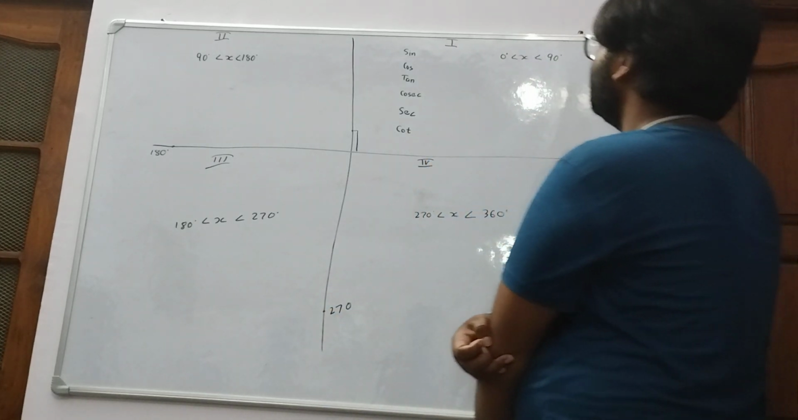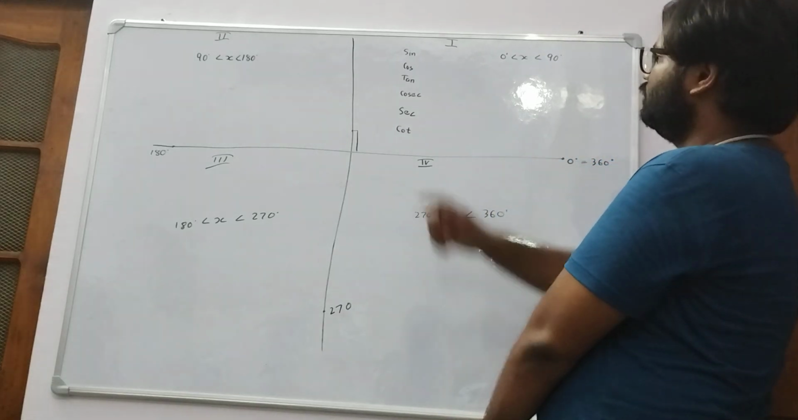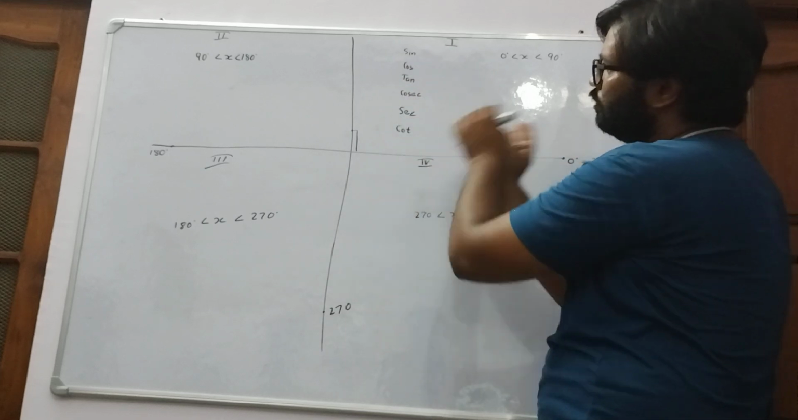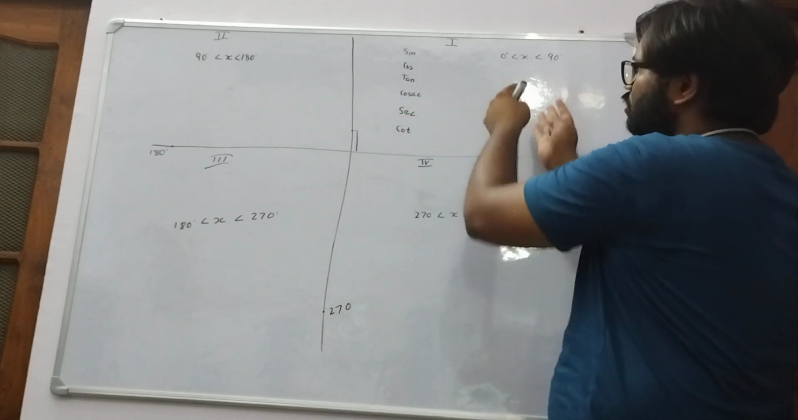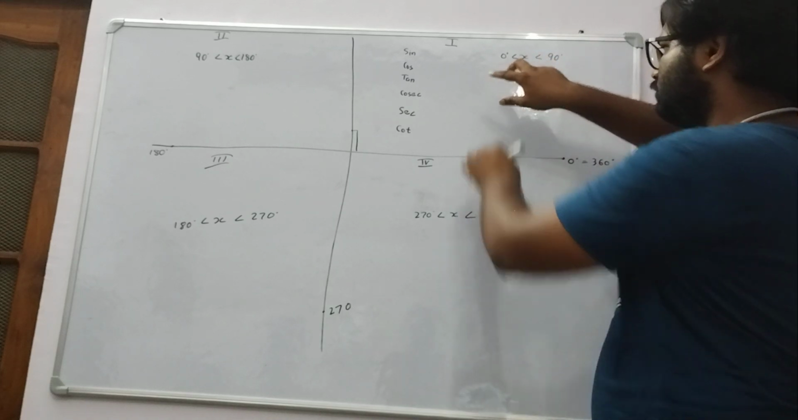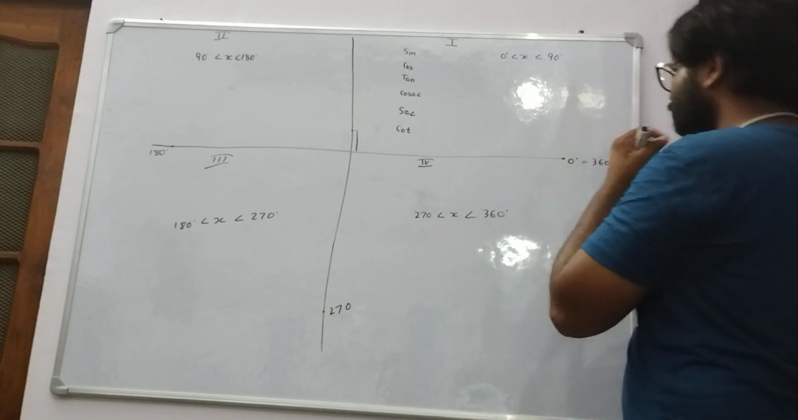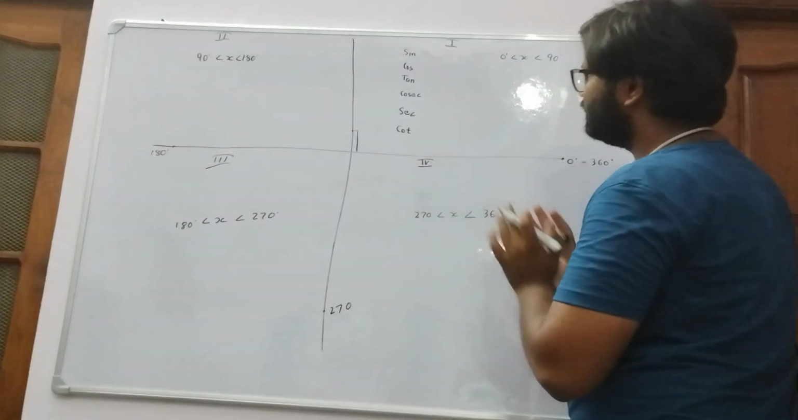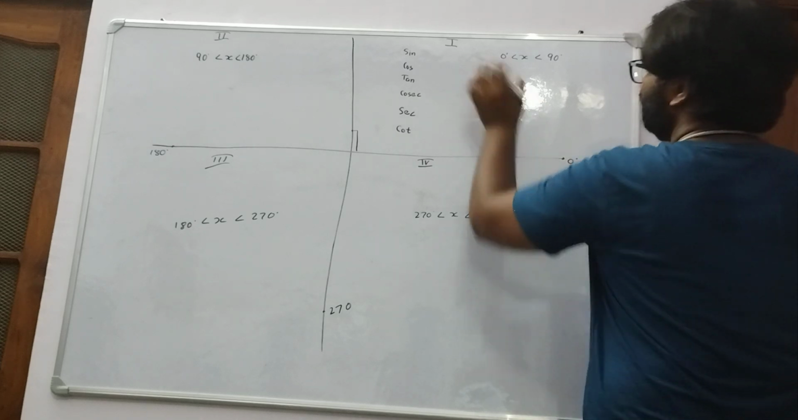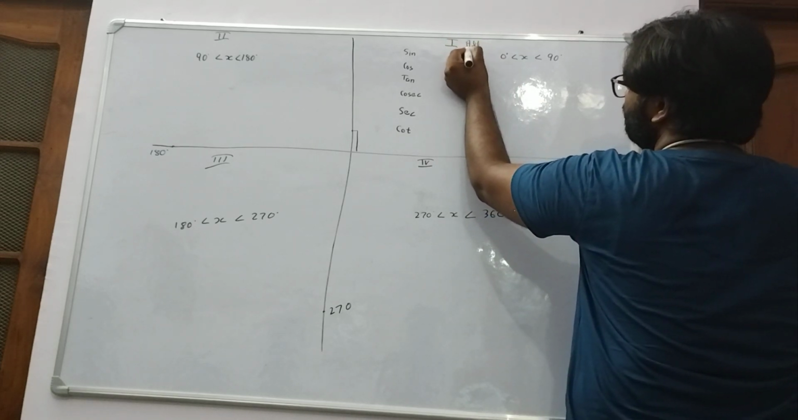Okay, now come back to the question, concept. So this is the concept. We divided the whole graph into 4 quadrants: first quadrant, second quadrant, third quadrant, fourth quadrant, and then we are determining what the angles will lie where. Now let us understand this very carefully. In the first quadrant, all the trigonometric ratios are positive.